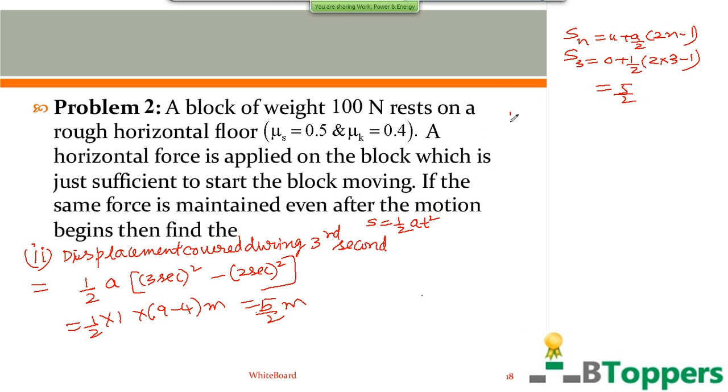So work done during the third second is equal to force applied by the agent on the body multiplied by magnitude of the displacement during the third second.